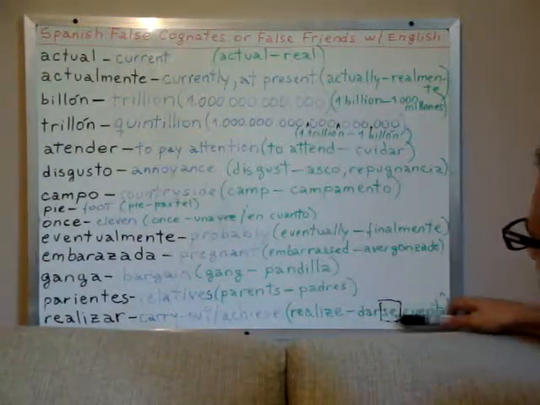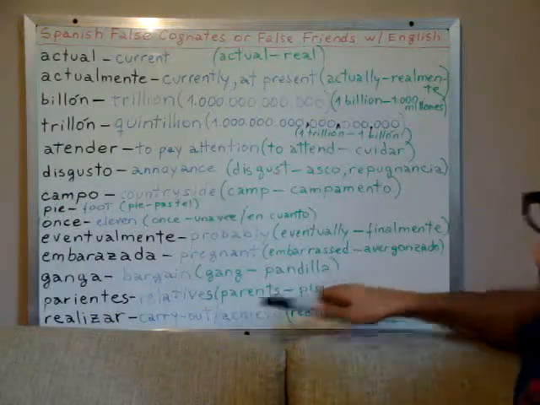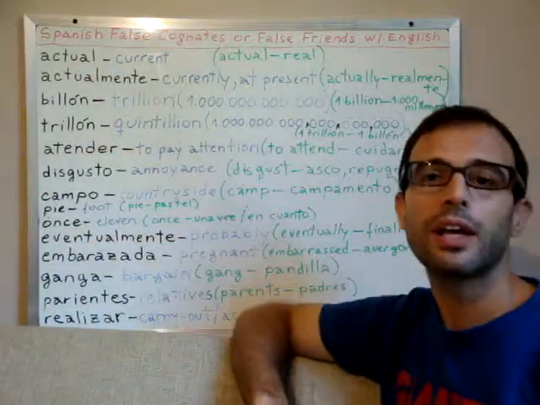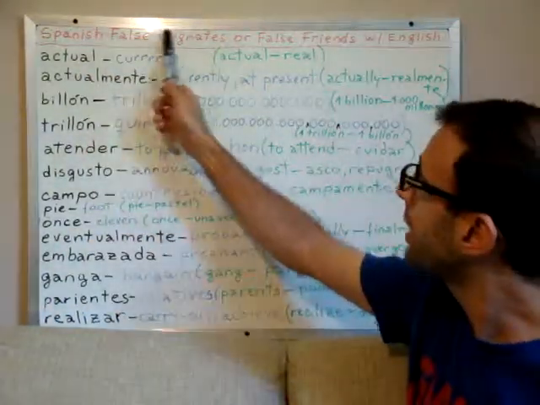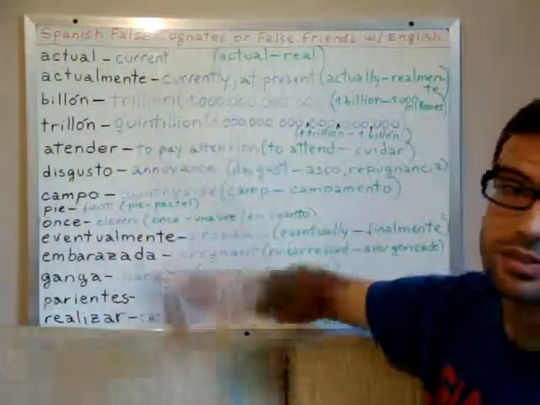So darse cuenta is a reflexive verb. It means to realize. Okay? So this is the end of this lesson about false cognates or false friends of Spanish with English, right?